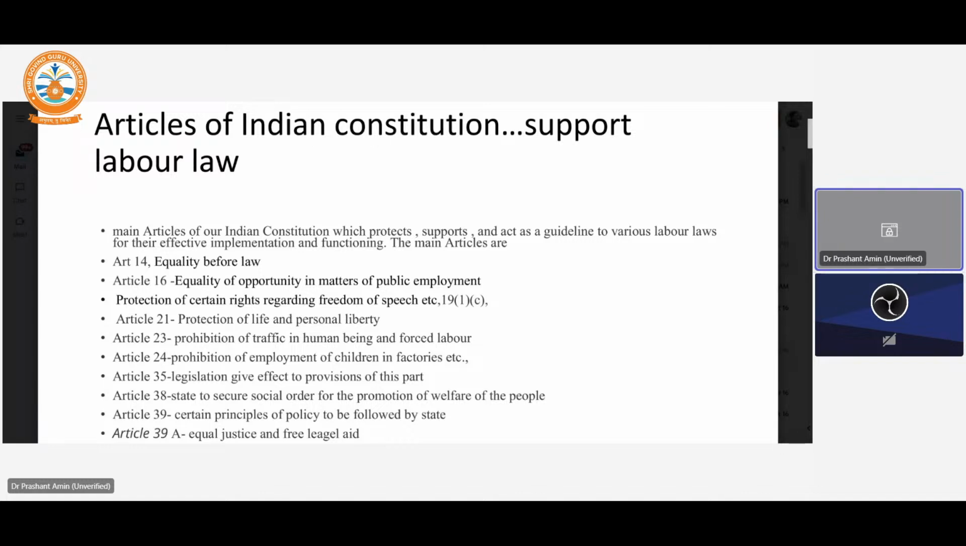So if you look at Article 14, it may be asked in the examination, it may not be asked in the examination, because the nature of the examination is competitive. So probably it may ask Article 14, which represents equality before law. So no person can be above the law or below the law. All the persons are equal in the eyes of the law, right?